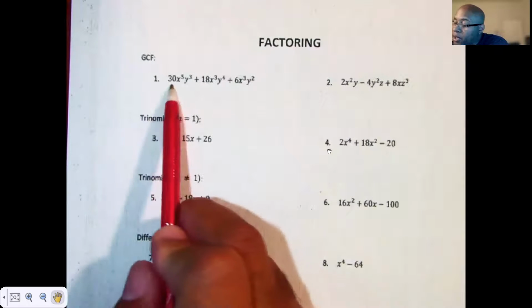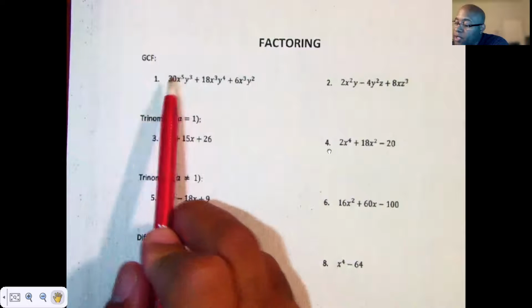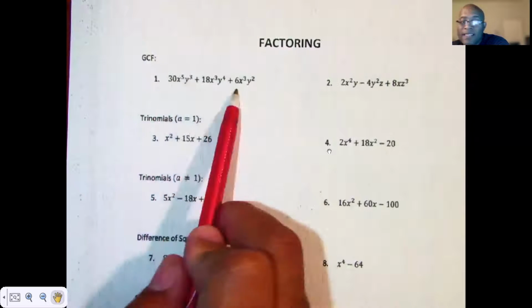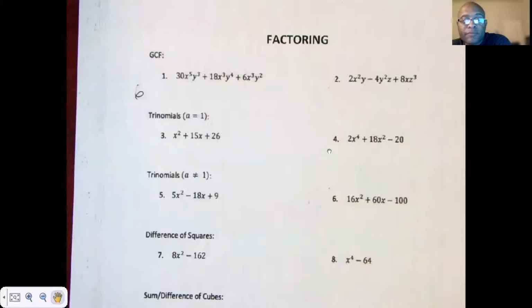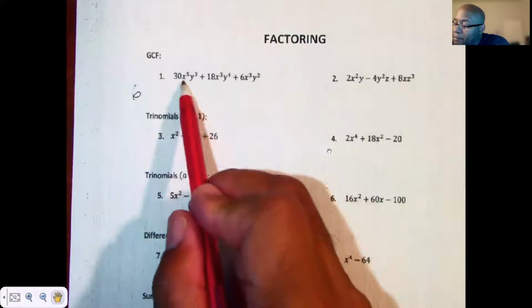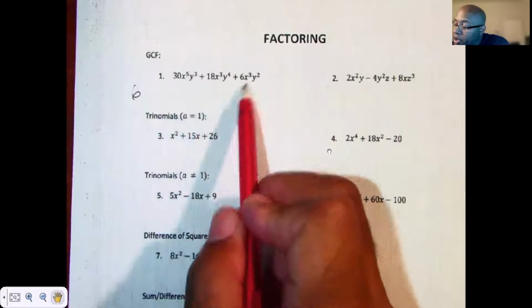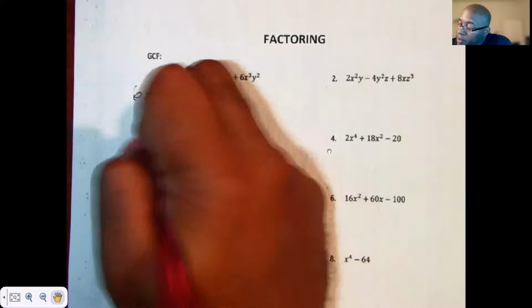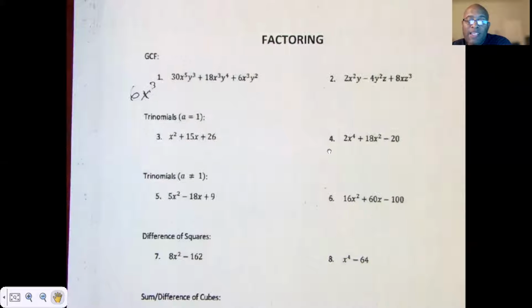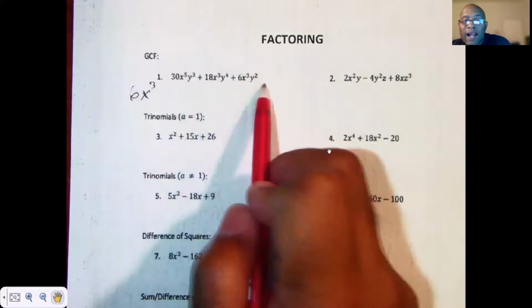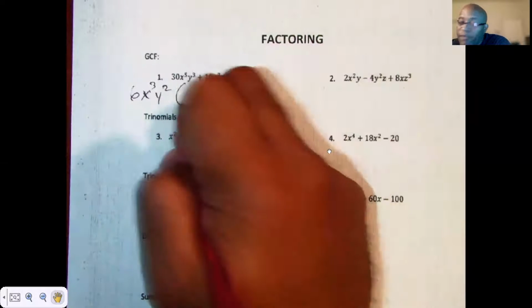But if you notice in problem 1, when you do the GCF, you look for the greatest common factor of the coefficient, which is the number in front of the variable. So we see 30, 18, and 6. That's going to be 6. So 6 is going to be divided out. Then I look at my lowest exponent for variable comparison. X to the 5th, X to the 3rd, X to the 3rd. So X to the 3rd is what I factor out, because that's what's common in all 3 terms. I see Y to the 3rd, Y to the 4th, and Y to the 2nd, so it's going to be Y to the 2nd because that's what's common. So we're dividing that out.